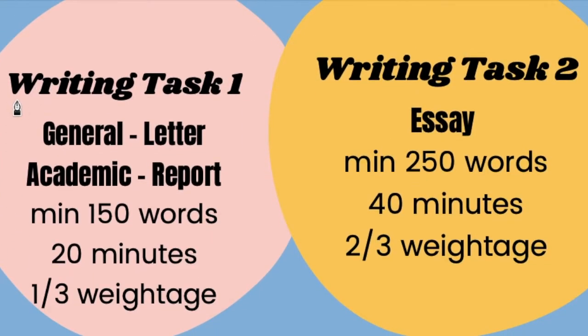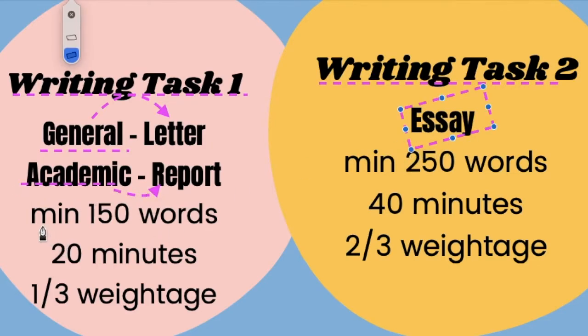So as you can see, there are 2 tasks, writing task 1 and writing task 2. For general students, the writing task 1 is letter writing. And for academic students, the writing task is report writing. For writing task 2, it is essay writing. The minimum word limit for writing task 1 is 150 words. So as you see, it is the minimum word limit. There is no upper limit. Similarly, for writing task 2, it is 250 words.